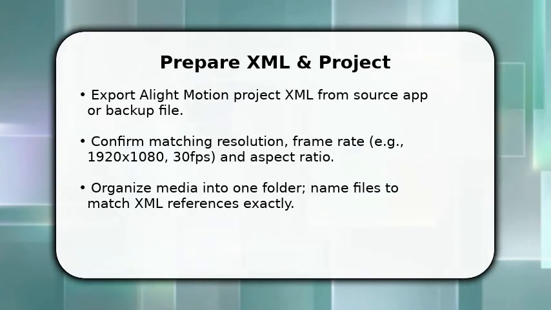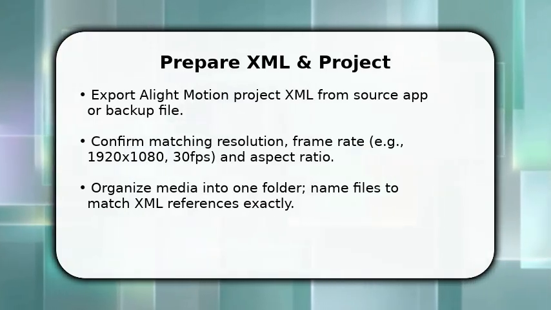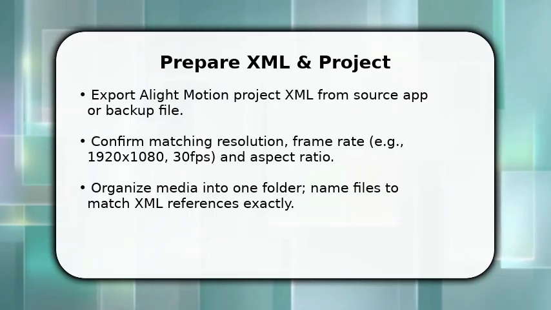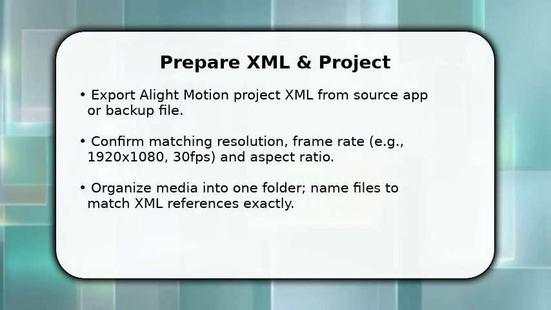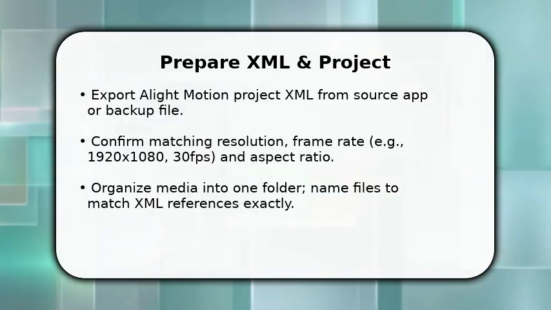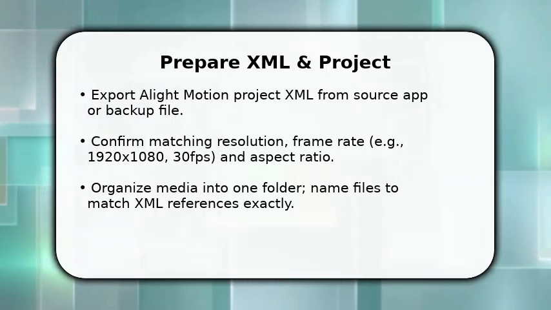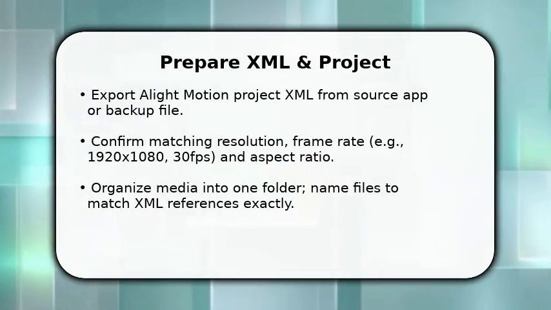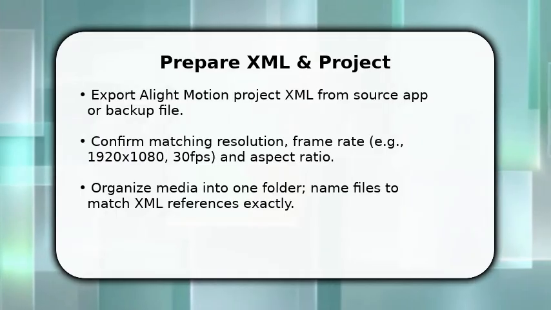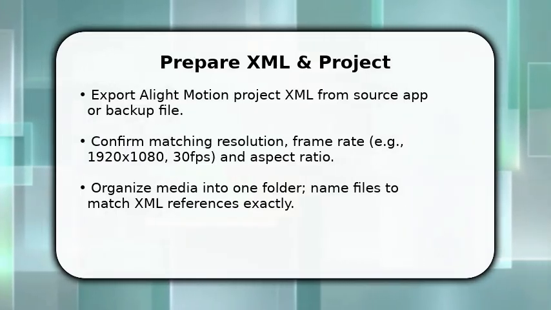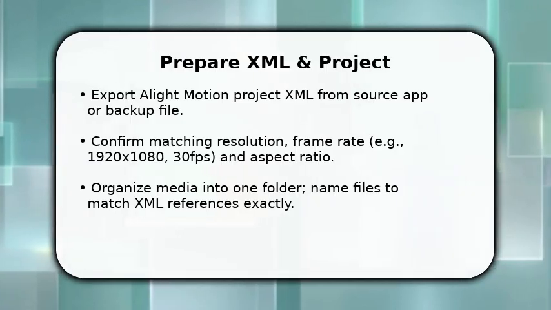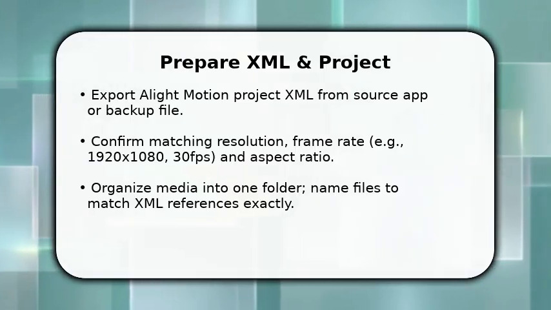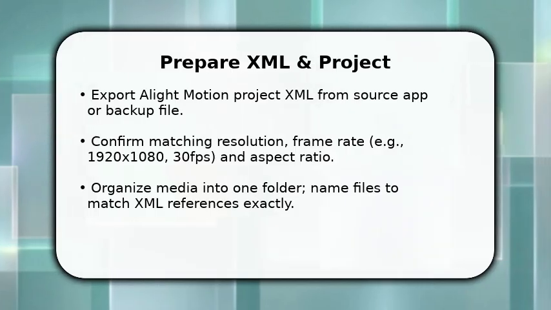Enjoy the video. You start by ensuring the XML and media align. This prevents missing assets later. Open your Alight Motion Export XML in a text editor and scan header properties for width, height, and FPS. Once done, verify each referenced file name matches the media folder exactly, including extension and case sensitivity. Make a quick copy of the XML as a working backup so you can revert.